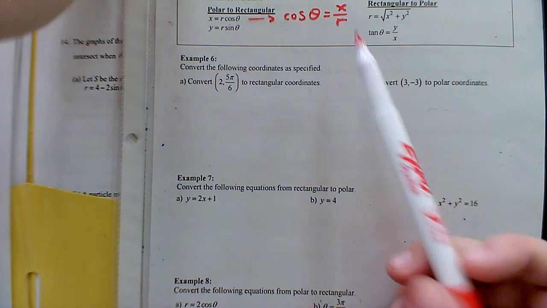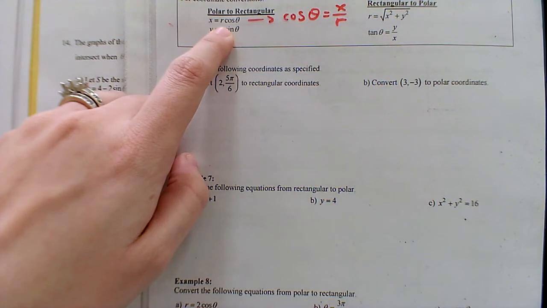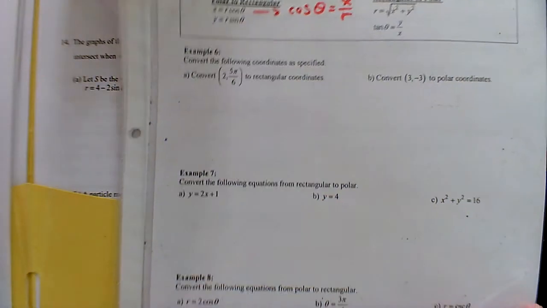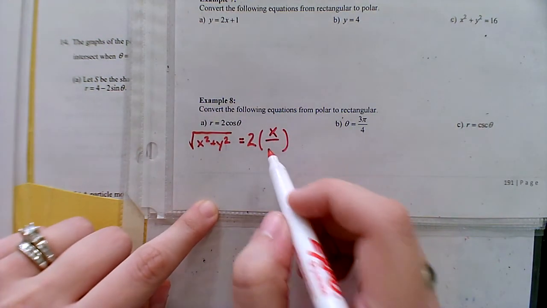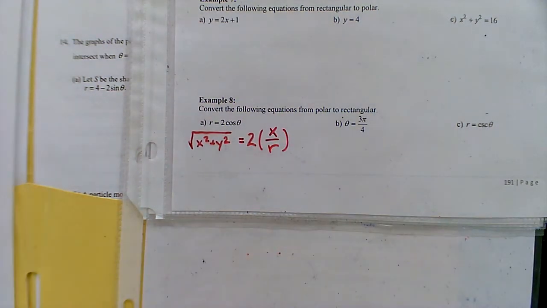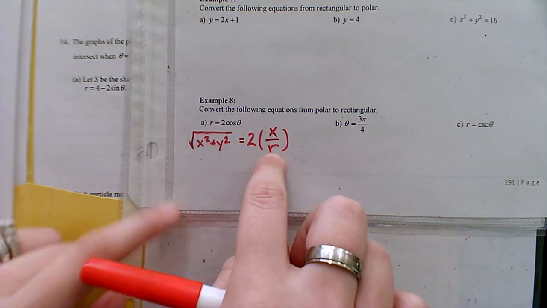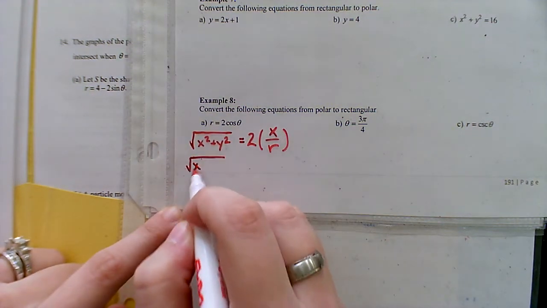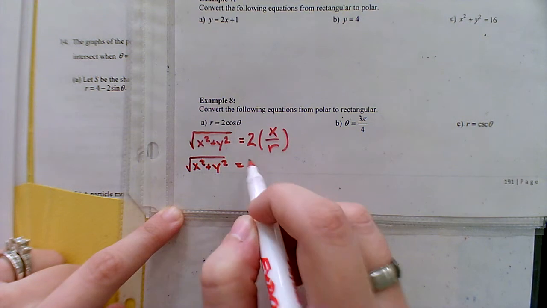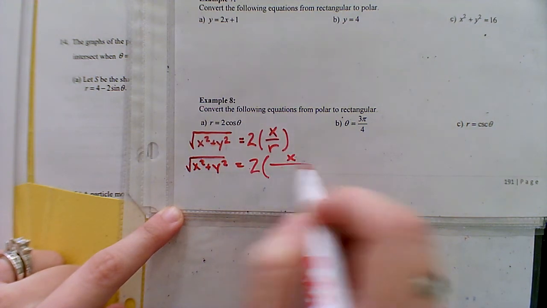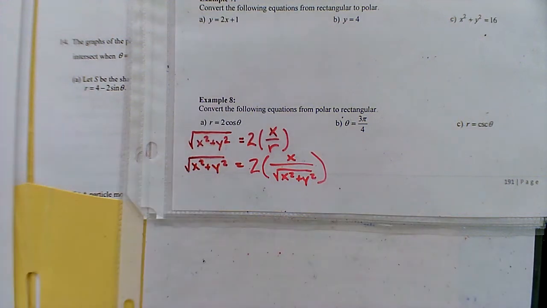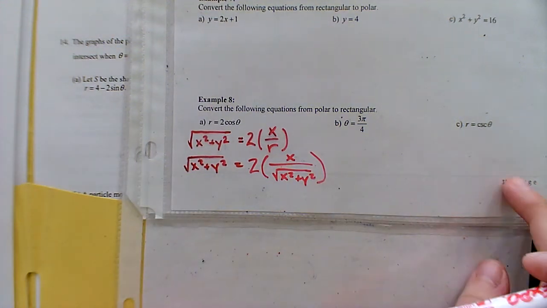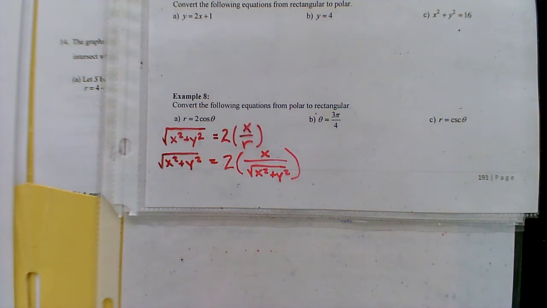Well, let's see. Okay, so we have cosine of theta. If you were to divide the r over, we can get cosine by itself, so x over r. So we'll go ahead and plug that in here. And again, instead of the r, you wanted to replace it with that square root. Okay, so we'll have the square root of x squared plus y squared equals 2 times x over the square root of x squared plus y squared. So I like how all the r's are gone and all the thetas are gone. We just have x's and y's.